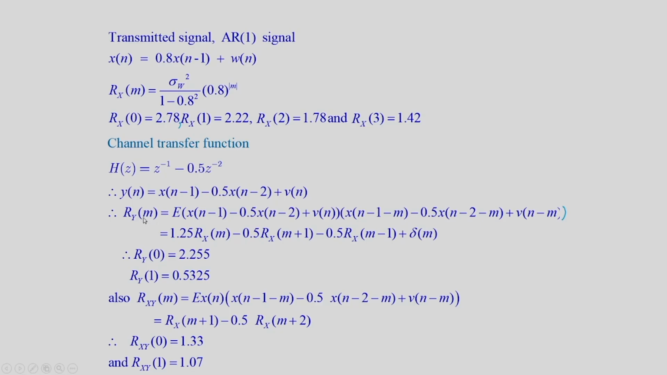Therefore, Ry[m] will be equal to E[y[n] y[n-m]], and this will be equal to E[(x[n-1] - 0.5 x[n-2] + v[n])(x[n-1-m] - 0.5 x[n-2-m] + v[n-m])]. So, we have to find out the expectation of this quantity.